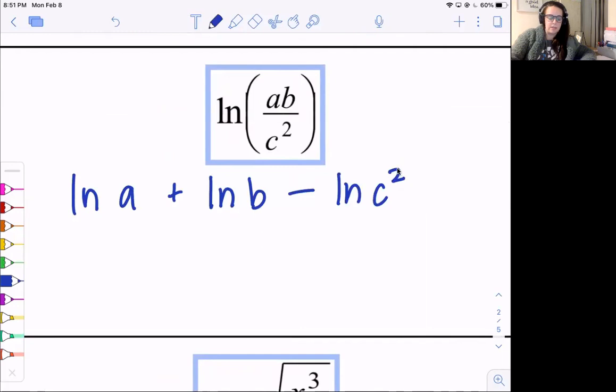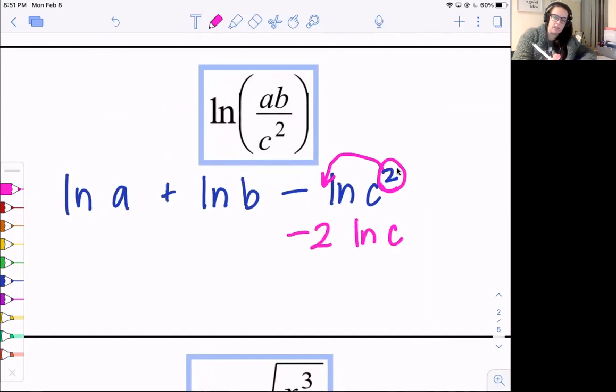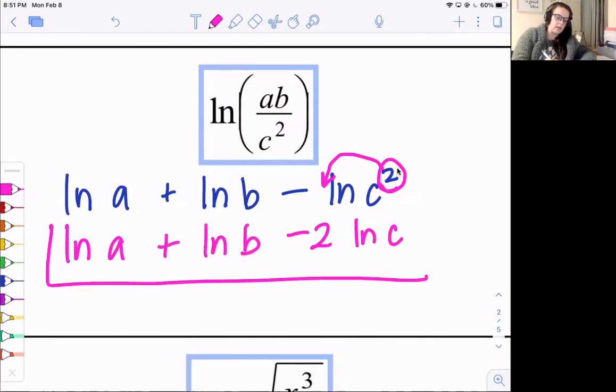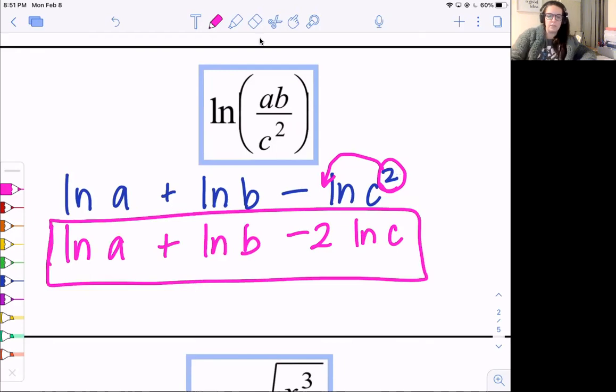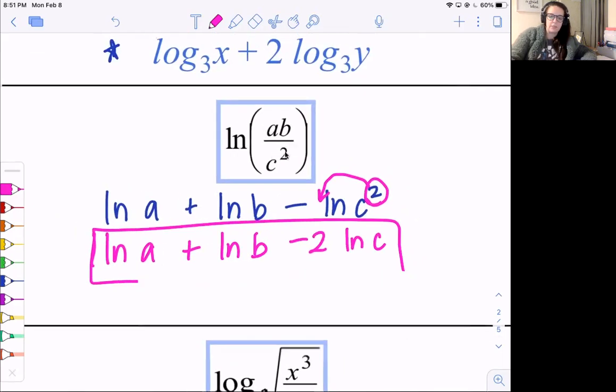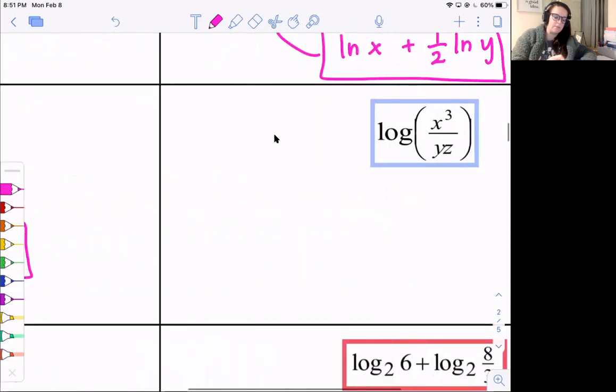Right? You might already be thinking, oh, well, that is an exponent. Those exponents are coming out in front. So I'd have -2 natural log of c. Bring down ln a plus ln b. You have your expanded form of the initial expression. Anything that is on the bottom would be subtracted. Anything on top would be added.